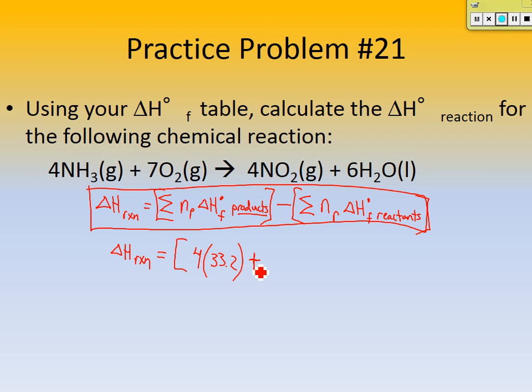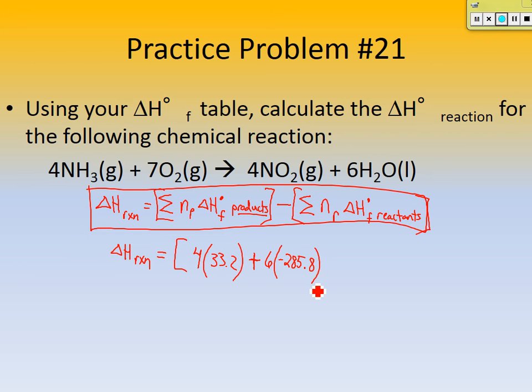And we're going to add that to, how many moles of water do I have? 6. Okay, now let's look up what the enthalpy of formation for water in the liquid phase is. So it's water, so it starts with H, so I would look under the H for hydrogen. And remember, it's in the liquid phase. What do you guys get for that? Yeah, it's negative 285.8.